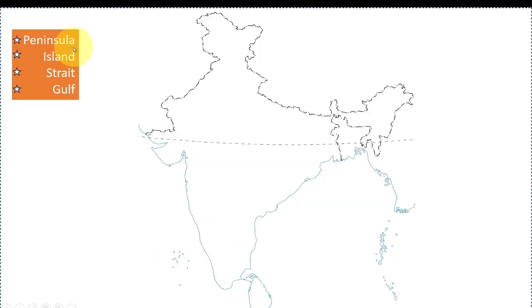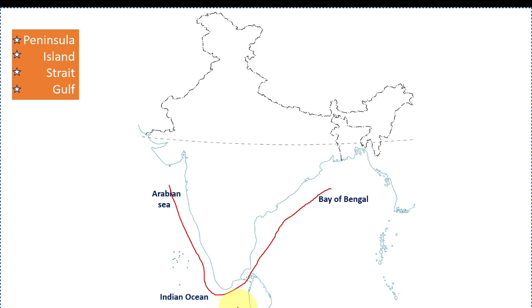So here, some concepts we will mark on our India map. First one is peninsula. Here see, a landmass is surrounded by water on three sides. East of India we have the Bay of Bengal, west of India we have the Arabian Sea, south of India we have the Indian Ocean. So the south part of India lies between three seas. That's why it is called a peninsula.